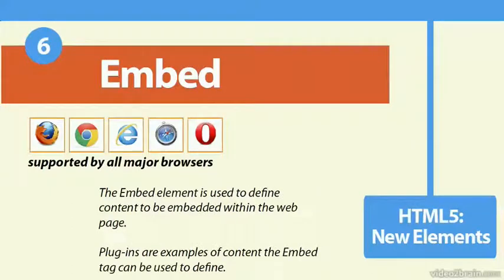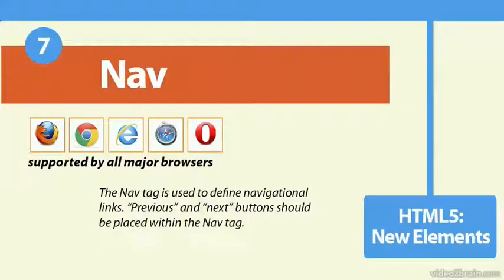The embed tag is supported by all the major browsers, and it's used to define content that is going to be embedded within the web page, such as a plugin that's needed to display your content properly. The nav tag is used to define navigation links. It's also supported by all the major browsers, so any next or previous buttons that used to be standalone now will be inside the nav tag.